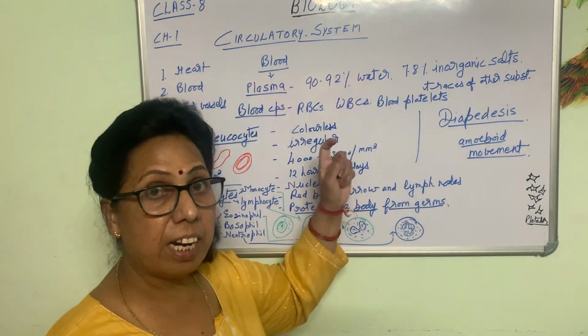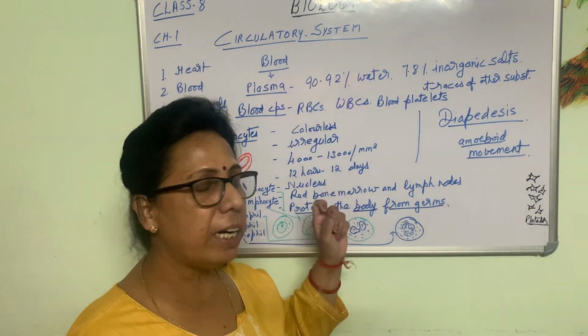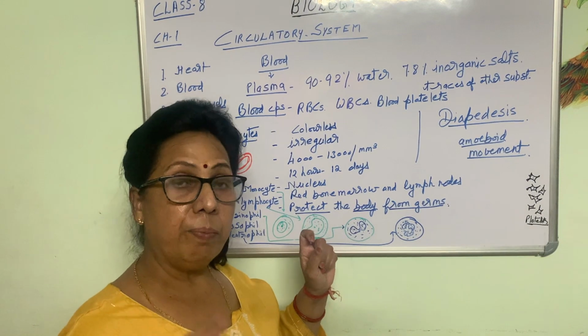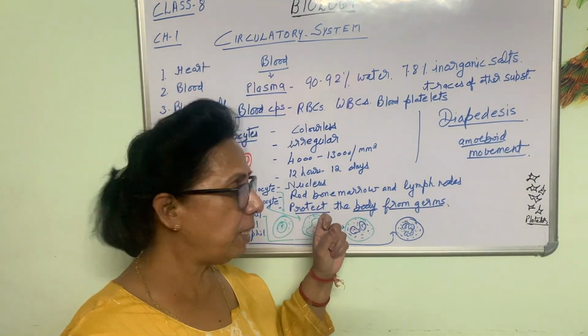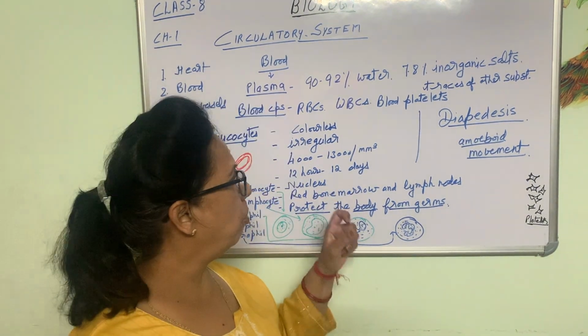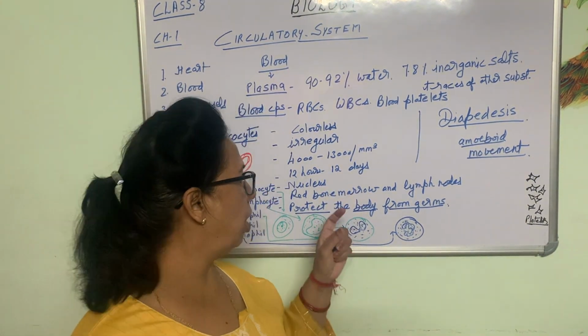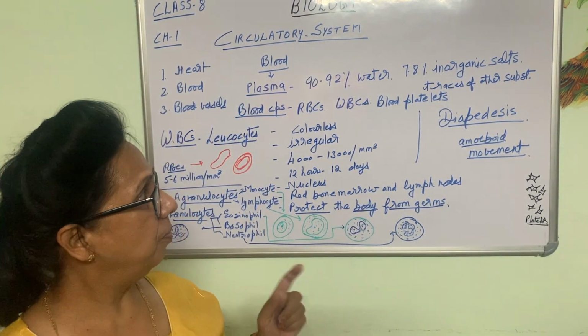Now the main points: they are colorless and irregular in shape. Their lifespan is 12 hours to 12 days, whereas for RBCs the lifespan is 100 to 120 days. Here the nucleus is absent in RBCs, while in WBCs the nucleus is present. They are also found in red bone marrow as well as in the lymph nodes. And the main function is to protect the body from germs.